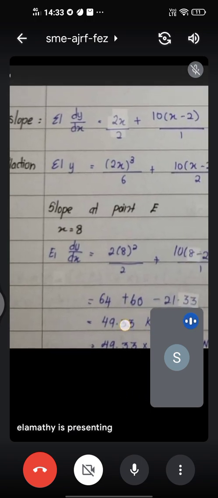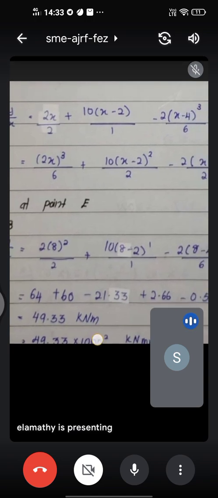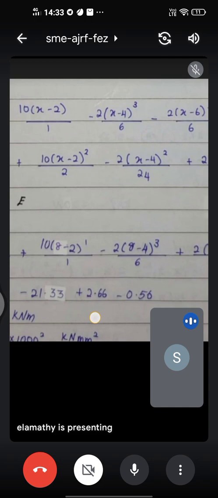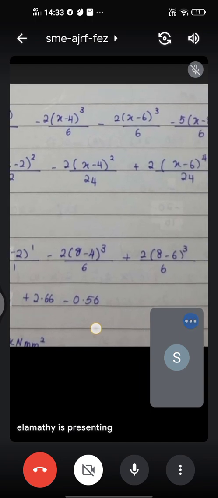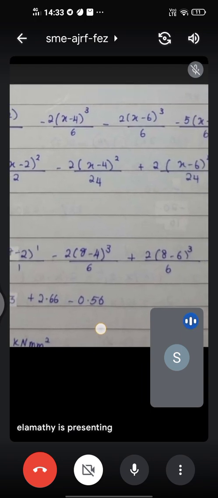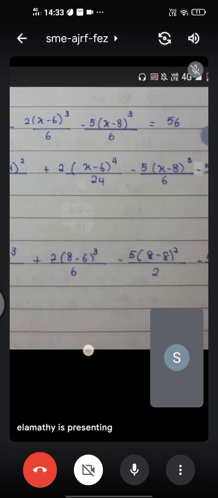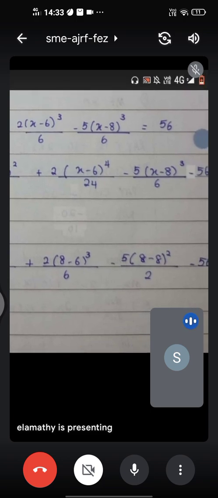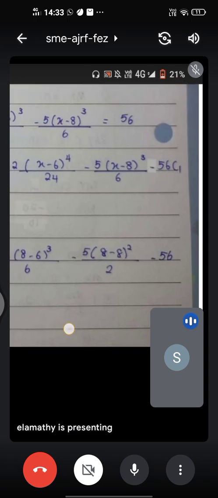So deflection y will be, this will be the equation after simplifying, which is 2x power of 3 over 6 plus 10 times negative 2 power of 2 over 2, then minus 2 open bracket x minus 4 close bracket power of 4 over 24, then plus 2 times x minus 6 power of 4 over 24, then negative 5 times x minus 8 power of 3 over 6 minus 56 c1.